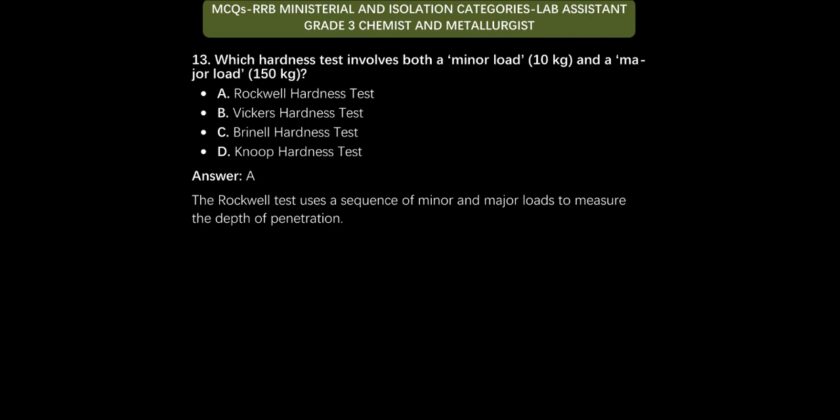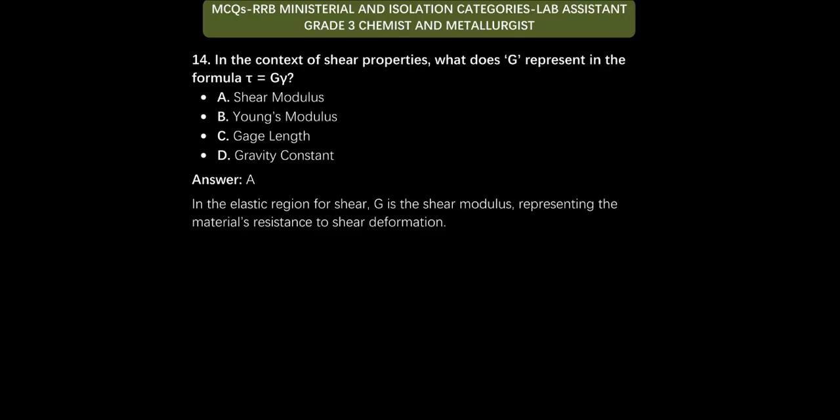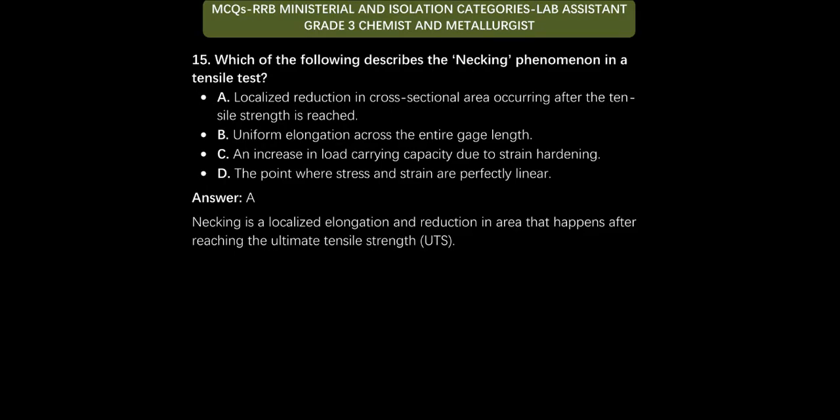Which hardness test involves both a minor load of 10 kg and a major load of 150 kg? Option A, Rockwell hardness test. In the context of shear properties, what does G represent in the formula? Option A, shear modulus. Which of the following describes the necking phenomenon in a tensile test? Option A, localized reduction in cross sectional area occurring after the tensile strength is reached.